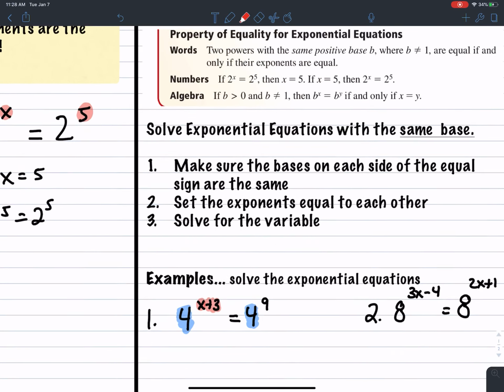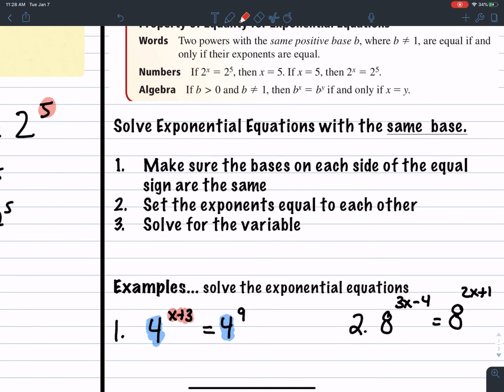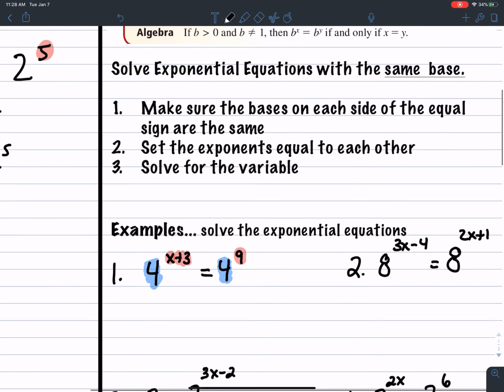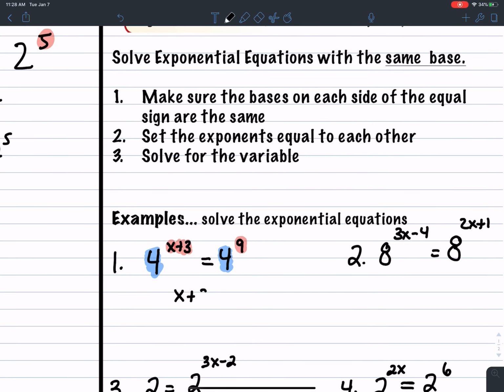So if we're solving that, step number 1 is just making sure that the bases are the same. But then what we know is, if the bases are the same, their exponents must be equal. So our second step is to take the exponents and write a new equation, setting them equal, and then we just need to solve for that exponent. So here, x would be equal to 6.